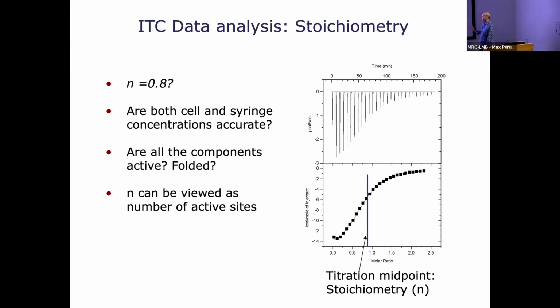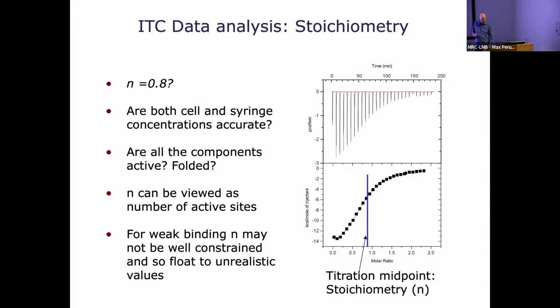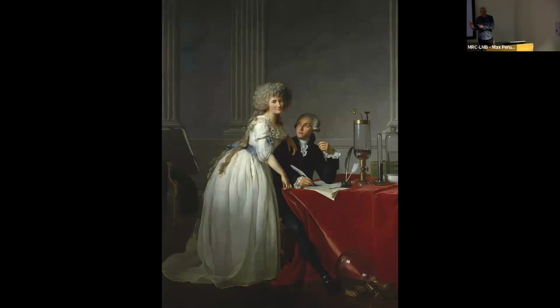So we could actually view this as the number of active sites. If you get a value of 0.5, that has a real meaning. With 0.8, we just assume that that's a one-to-one interaction. And of course, if you get something above 1, like 1.7 or 2, then that tells you there might be two binding sites. Do you want two minutes of history?